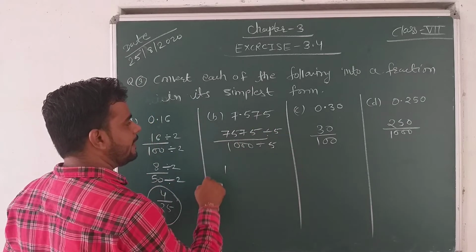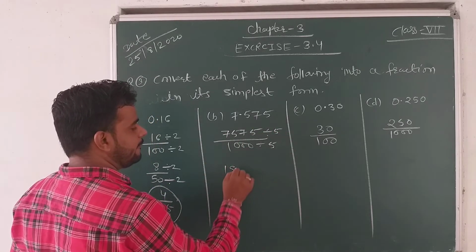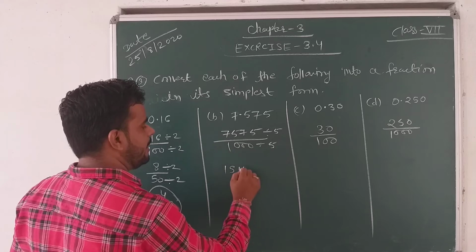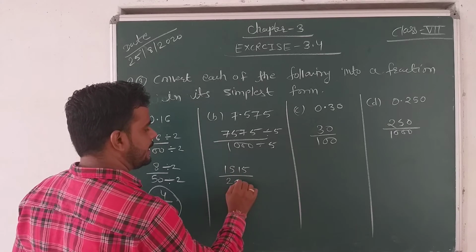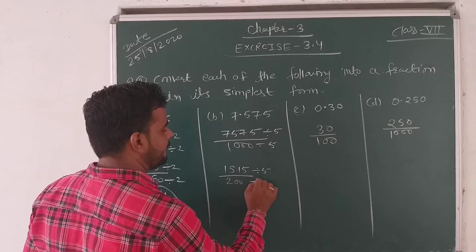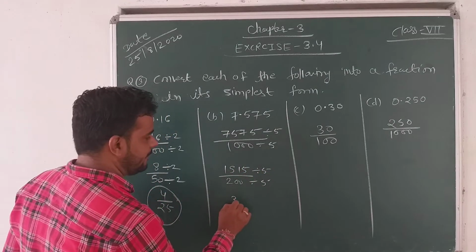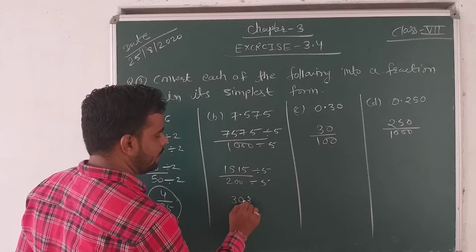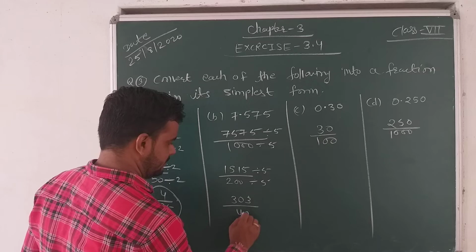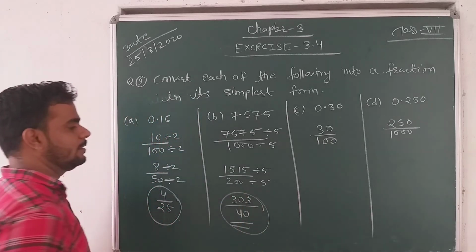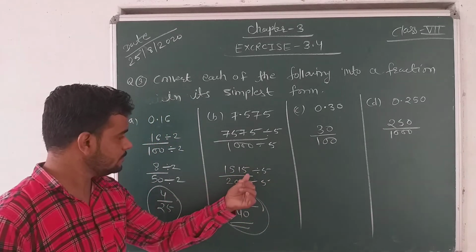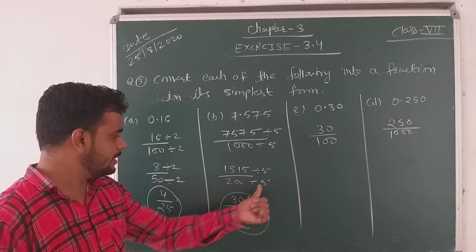So 5 ones are 5, 5 fives are 25. Again 5 twos are 10. Then divide by 5, divide by 5. 5 threes are 15, 0. Okay, this is the simplest form. Any doubt?